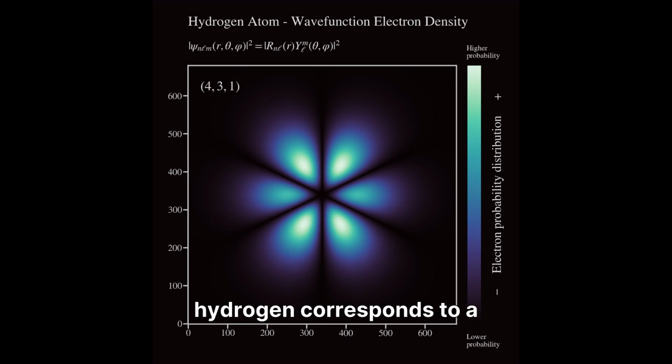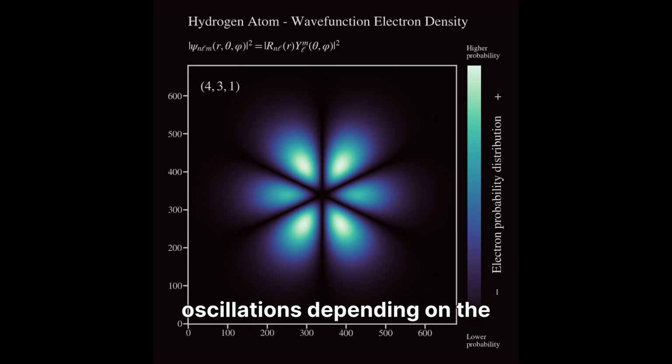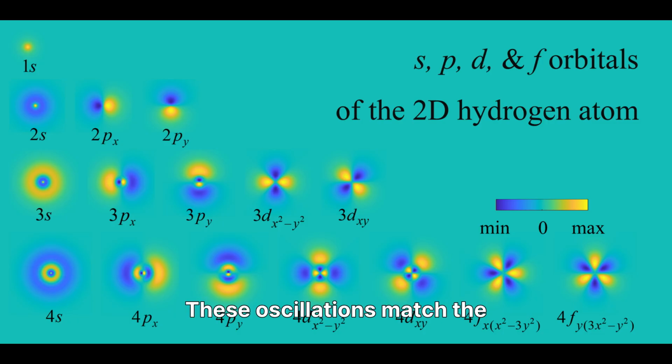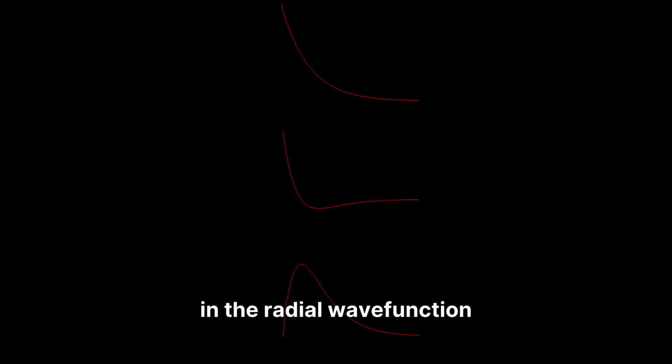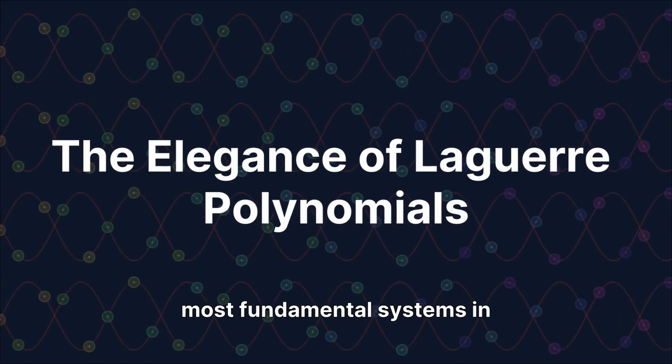Each energy level of hydrogen corresponds to a different Laguerre polynomial, some very simple, others with more oscillations depending on the energy. These oscillations match the shells and subshells that we learn about in chemistry: S, P, D, F, and so on. The dips and peaks in the radial wave function describe where the electron is more or less likely to be found. Laguerre polynomials provide the perfect patterns for these radial distributions because they allow a smooth decay outward and structured oscillations inward. Without Laguerre polynomials, the hydrogen atom, one of the most fundamental systems in physics, could not be explained as elegantly.